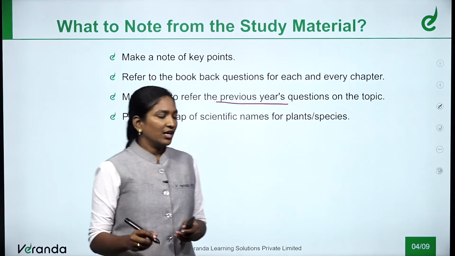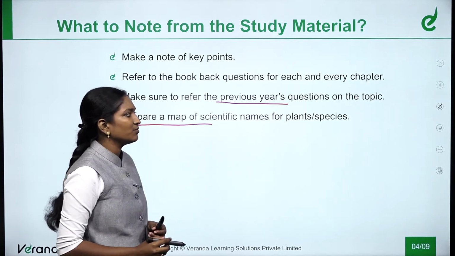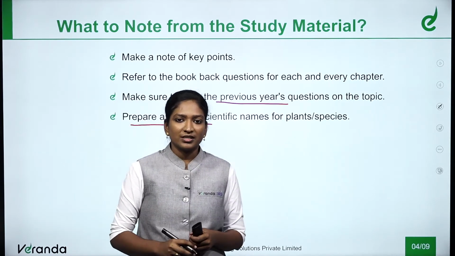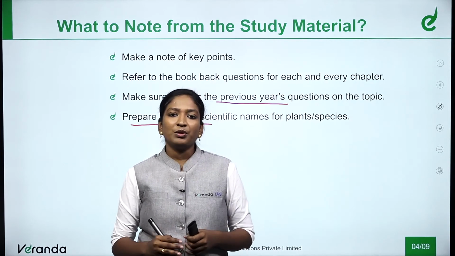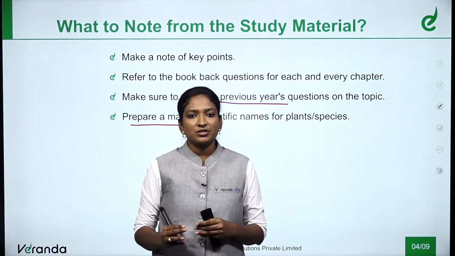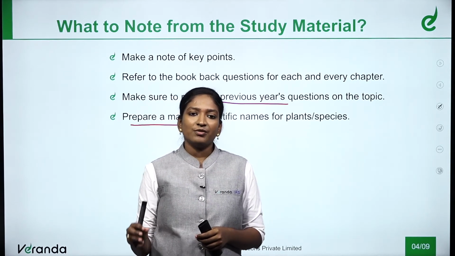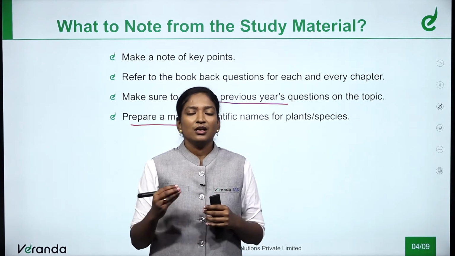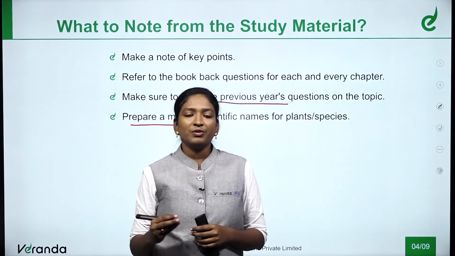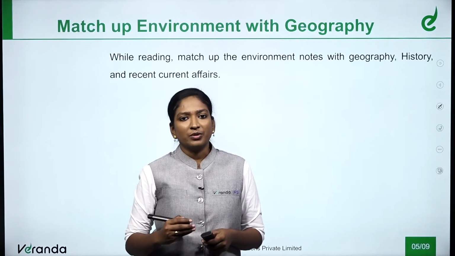Then finally, as I always mention, prepare a map for the scientific names of plants and species. Whenever a plant or species is there, some plants or species will be found only in a particular area, and that area will be located somewhere in the northeast, or the south, or the north. When you make map notes, it will be very helpful for remembering. This is why map notes are very important.